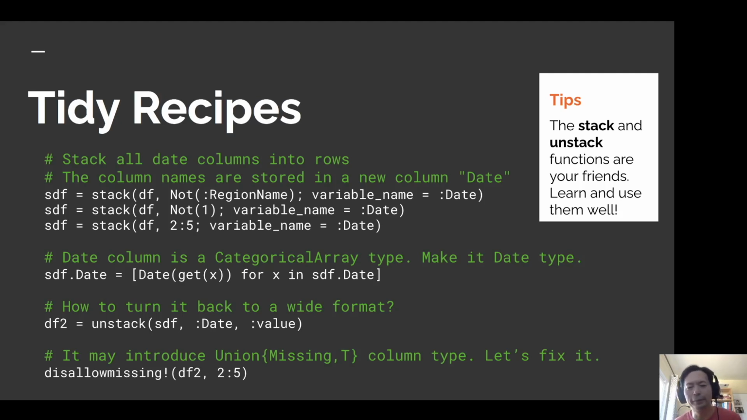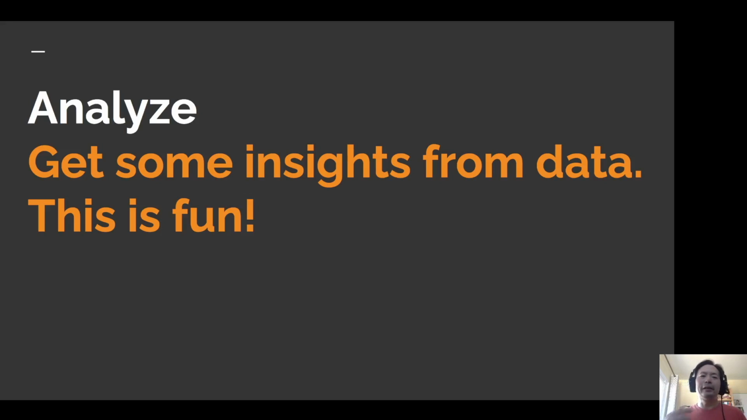Sometimes we may have a column that will allow missing data, but of course, some of the times maybe you already take care of your missing data, and the data type is still having the missing as a union type. In that case, it's a pretty easy thing to do to turn that column, in this case, columns 2 to column 5, to not allow missing, and literally it will convert the data type for that column from the union missing T column data type into a type T column type, right? So disallowmissing! is the function to do that.